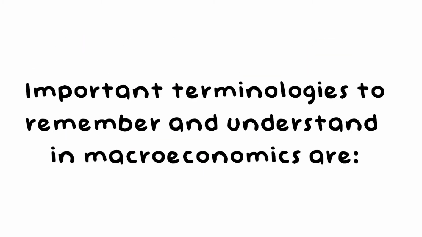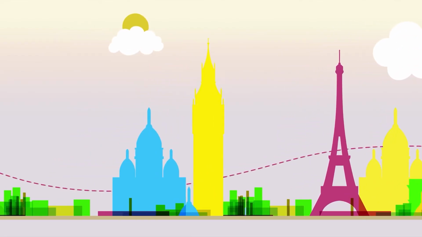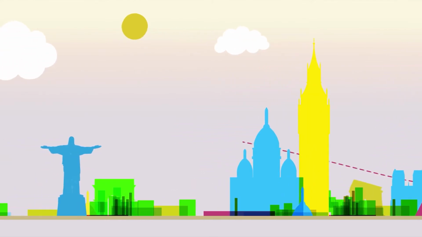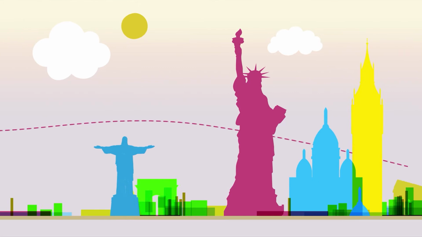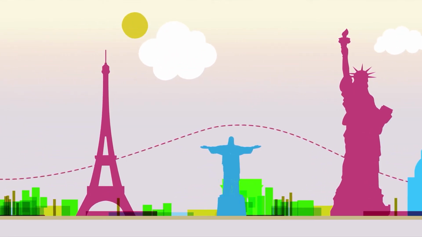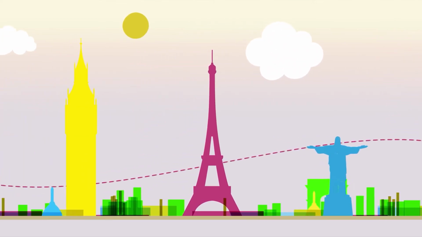Important terminologies to remember and understand in macroeconomics are gross domestic product, the total monetary value of all completed items and services produced within a country's borders over a particular time period. It serves as a comprehensive scorecard of a specific country's economic health as a whole.